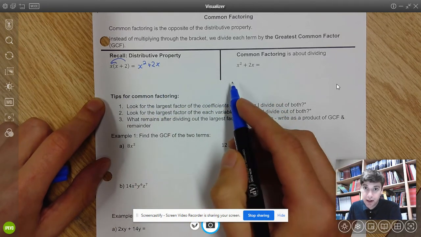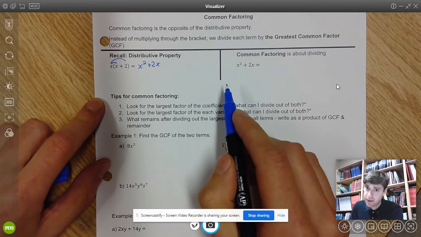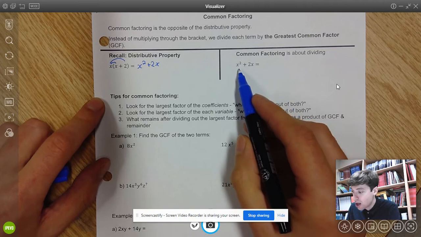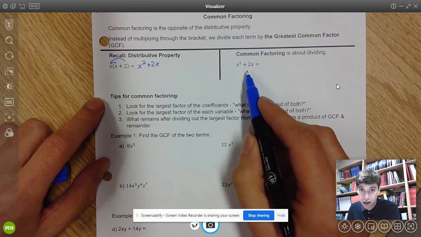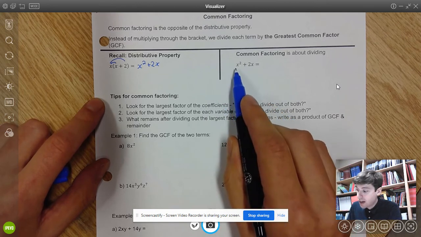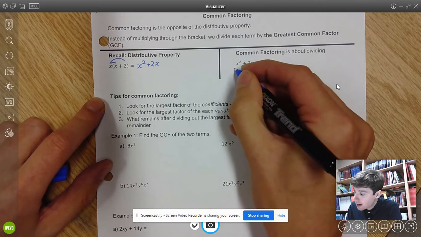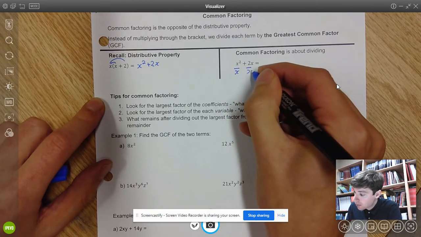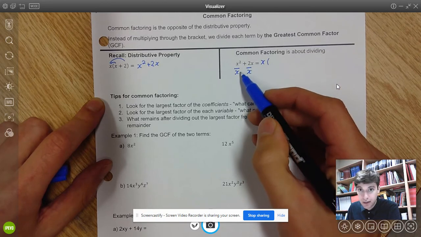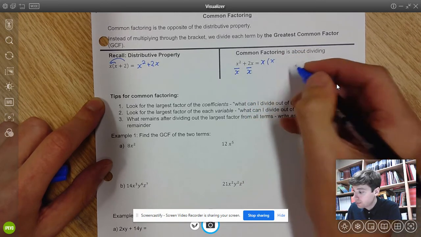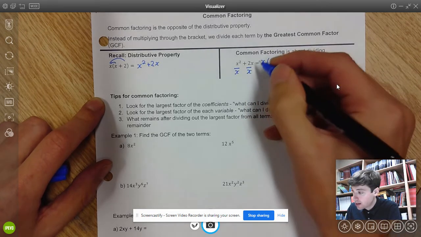I'm going to do the opposite. I'm going to take this addition question and rewrite it as a product. So it's really about dividing. And what I'm asking myself is, what can I divide both of these terms by, or what do these terms share? In this case, x squared and 2x both share an x. So I can divide both these terms by x and move that out front. When I do the division, x squared divided by x, well, that's just x. And positive 2x divided by x, which is positive 2. My x's are going to cancel out.